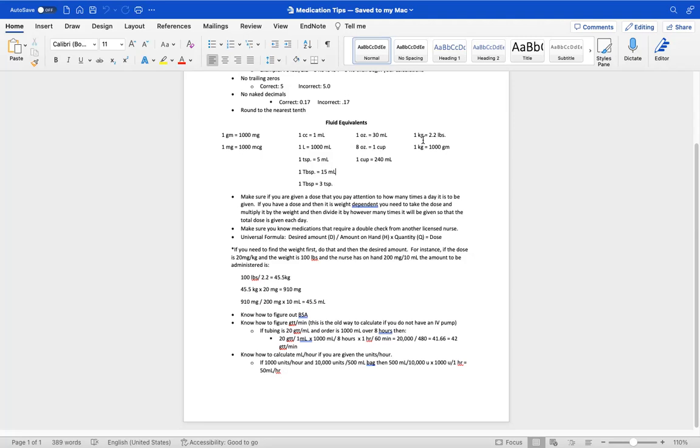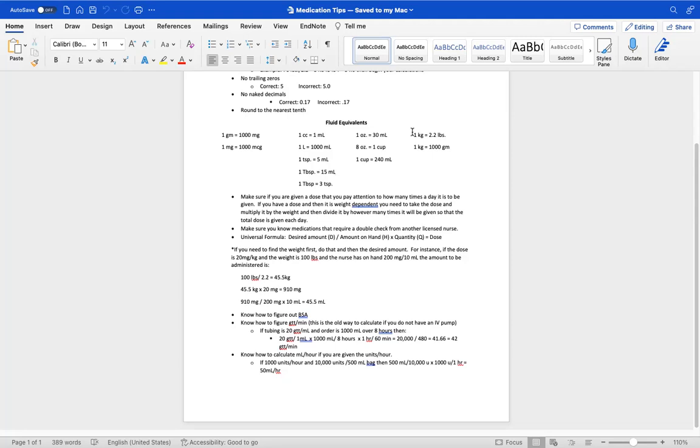1 kilogram is going to be 2.2 pounds. You guys should know that off the top of your head. We do lots of conversions in pediatrics, as well as adult health. Sometimes you will have those pounds to kilos. We usually always deal in kilos. And then 1 kilogram is going to be 1,000 grams. So again, make sure if you are giving a dose that you pay attention to how many times a day this will be given.